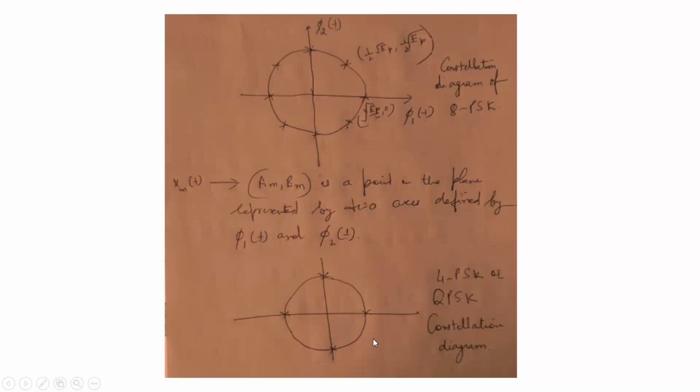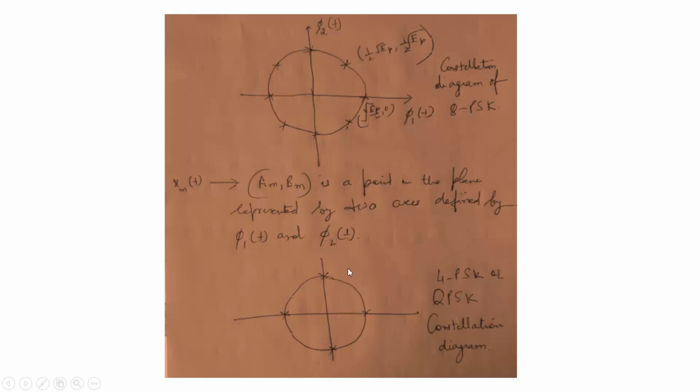So x_m(t), the transmitted signal or the modulated signal, can be expressed in terms of these two basis signals, phi 1(t) and phi 2(t), like x_m(t) = a_m phi 1(t) + b_m phi 2(t), where a_m is given by cos 2 pi m by capital M times square root of Ep by 2, and b_m is given by sine 2 pi m by capital M times square root of Ep by 2. Now what are a_m and b_m? These are the coordinates of the points in the constellation diagram.